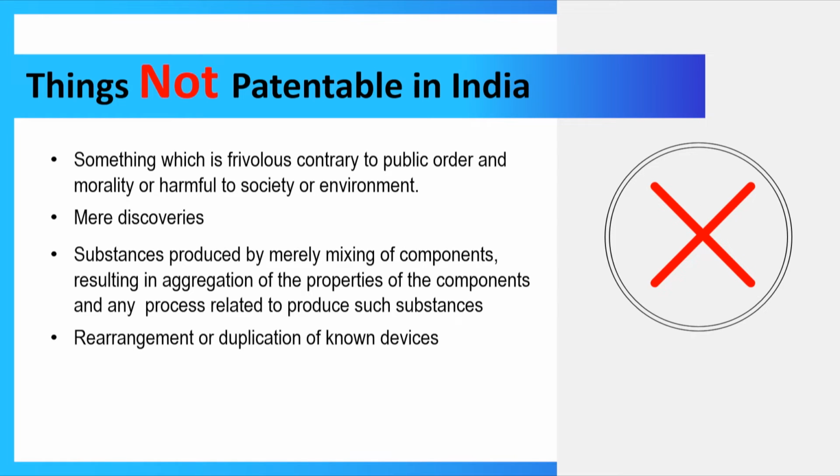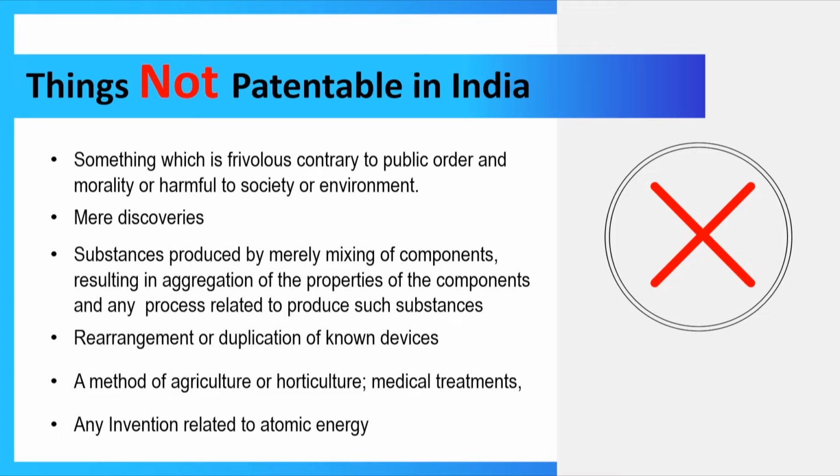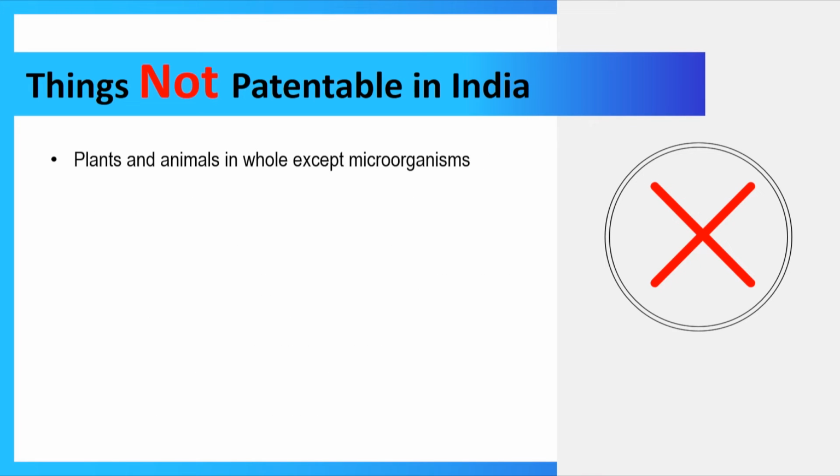Rearrangement or duplication of known devices cannot be patented. A method of agriculture or horticulture or any method of medical treatments are not patentable. Any invention related to atomic energy is not patentable. Plants and animals in whole except the microorganisms. A computer program, mathematical or business method is not patentable.